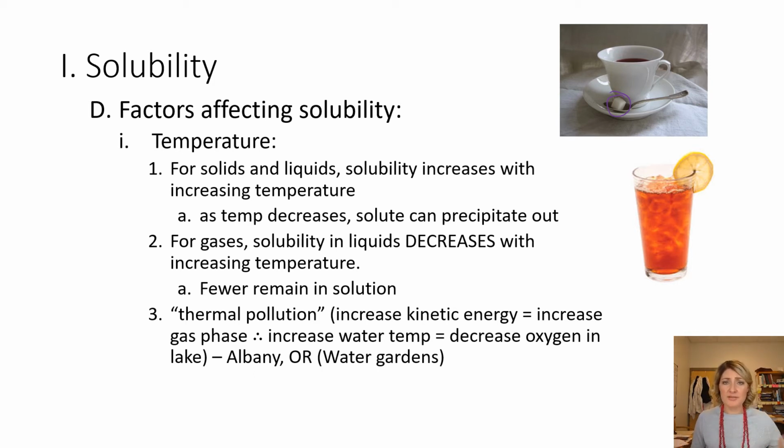And once you start to have gases leave, that's going to decrease your dissolved gases, such as dissolved oxygen, which is really important for aquatic life. So we don't want the temperature of lakes and ponds to increase too much, or we're going to lose that oxygen that supports all those living things in that pond, and that is thermal pollution that we see. A good example of this is in Albany, Oregon, with the water gardens out of your book.